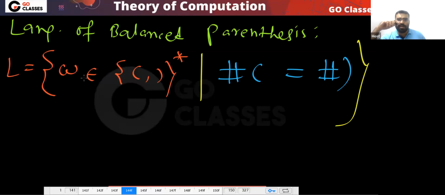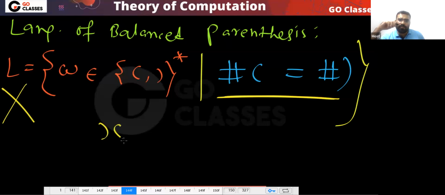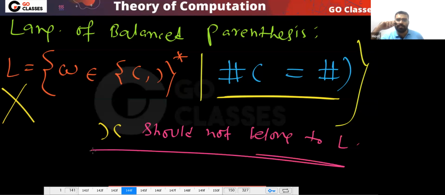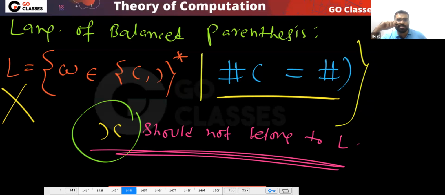Is this enough? Can I say the number of open parentheses is equal to the number of close parentheses? No, so this is wrong. Why is this wrong? What is the reason? For example, this string should not belong to L. Correct? But it is belonging, because here the number of open parentheses is equal to the number of close parentheses. So this is not correct.